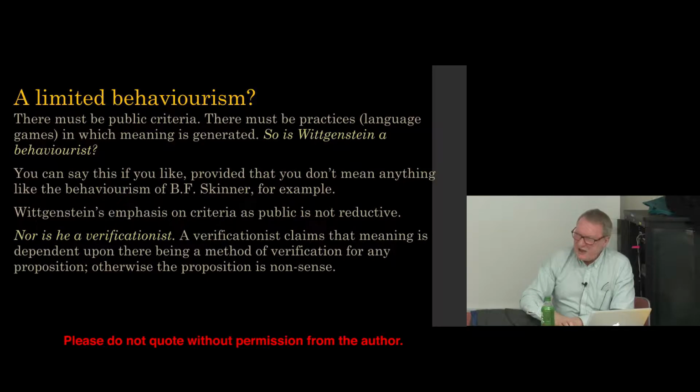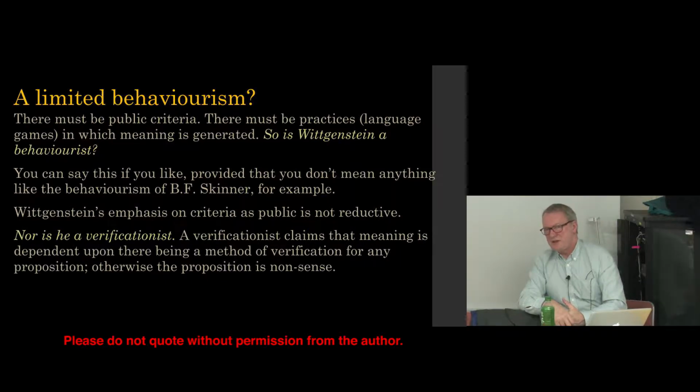Nor is he a verificationist. Perhaps that word's come up before with us, I'm not sure. So a verificationist, someone like A.J. Ayer, or perhaps the early Wittgenstein, or the Vienna Circle of philosophers, claims that meaning is dependent upon there being a method of verification for any proposition. Otherwise, the proposition is nonsense.